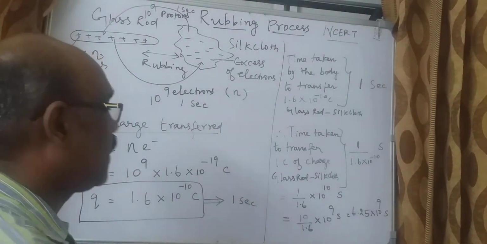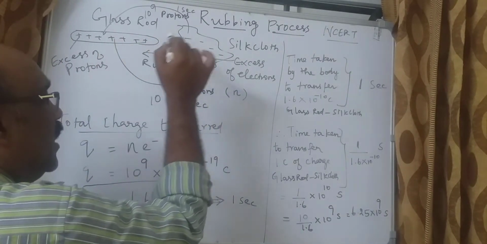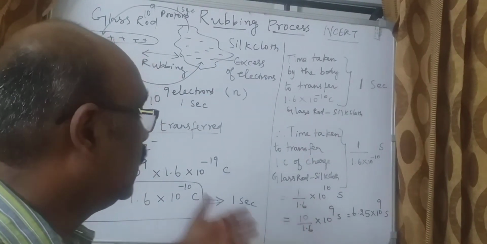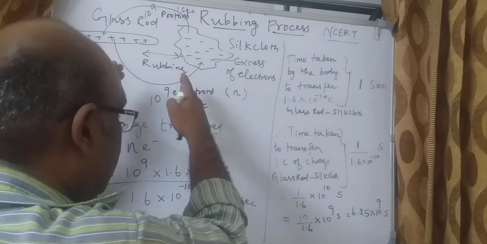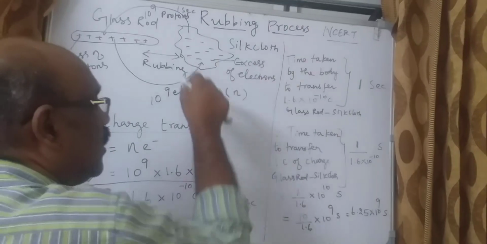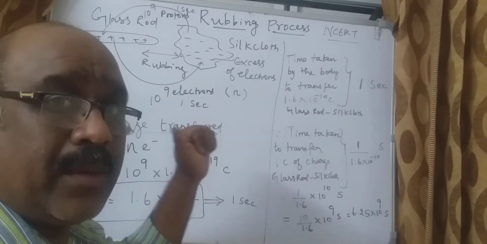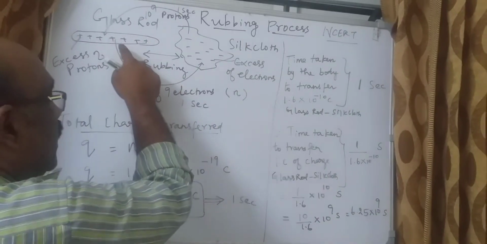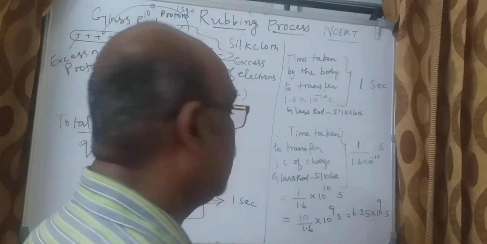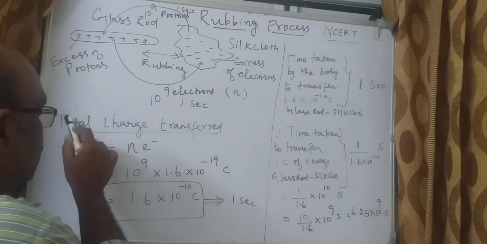Suppose 10 to the power 9 electrons are transferred from this body to this body in 1 second. That is what is given in the problem. This much of electrons are transferred. If 10 power 9 electrons are transferred from the glass rod to the silk cloth in 1 second, then how much time will be taken by this body to transfer 1 coulomb of charge is the question asked in the NCERT board. Now, for this we have to find the total charge transferred.